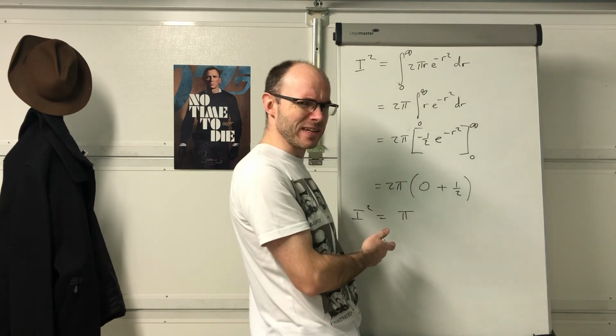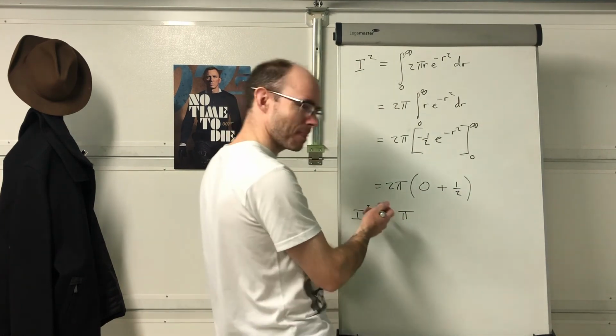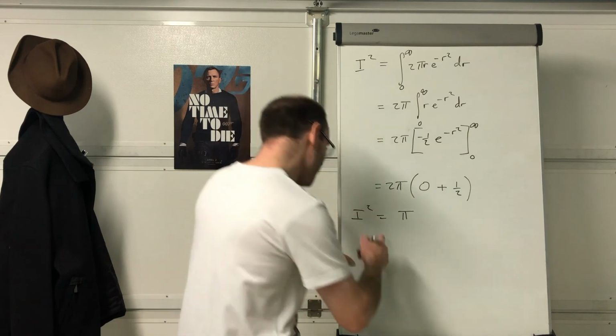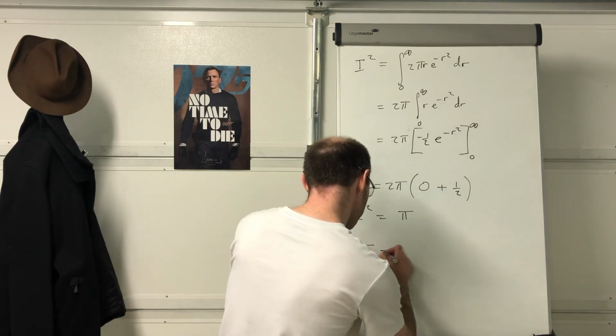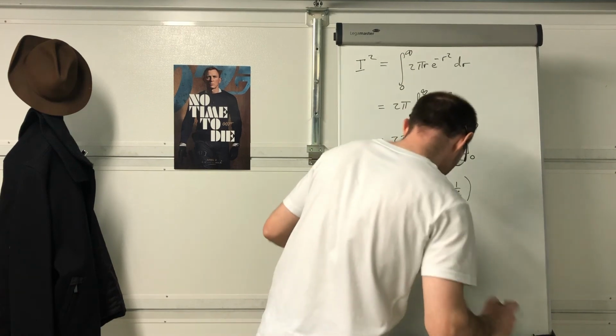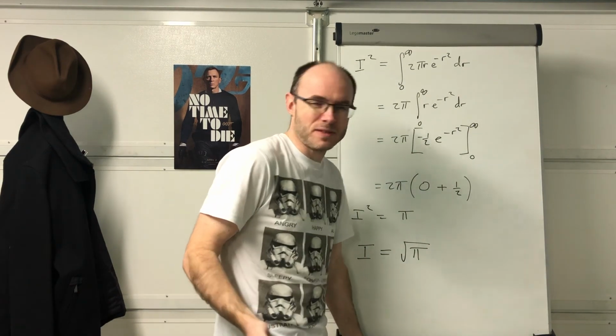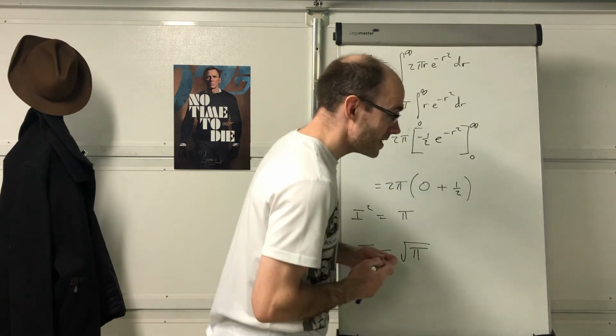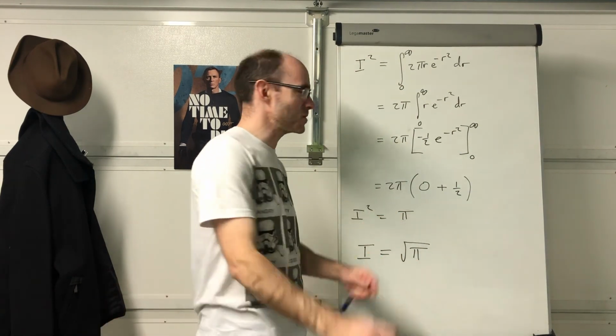It's still not as good as e. E is still the best number. But yeah, that always blows me away. Okay? So the integral, don't forget, I is equal to root pi, which is kind of a lovely answer. Yeah, it's kind of nice. So there you go. That's your solution.